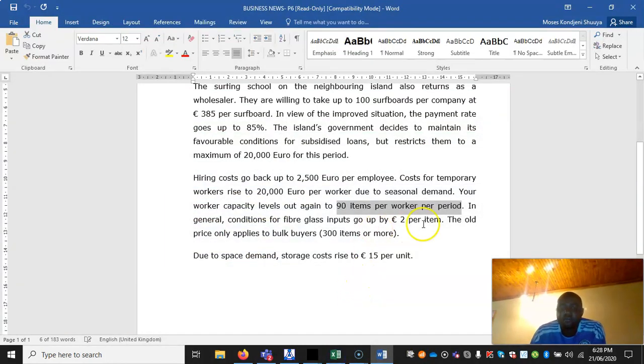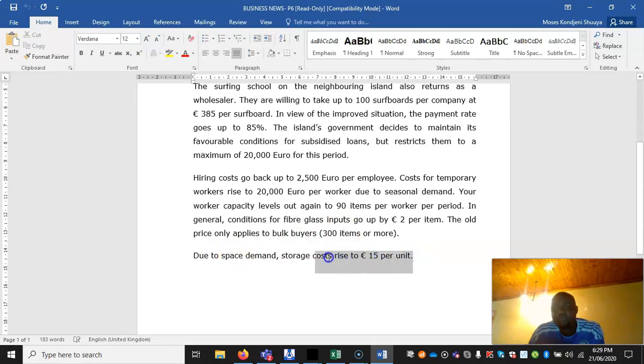And obviously, the prices are going up for fiber. Okay, but if you buy more than 300, the old prices are going to apply. Which means if you buy less than 300, that period 2 news table is still valid. So you now look at those prices. If you are buying less than 300, you add €2 on each of the prices of fiberglass there. But if you buy 300, the old prices will actually apply.